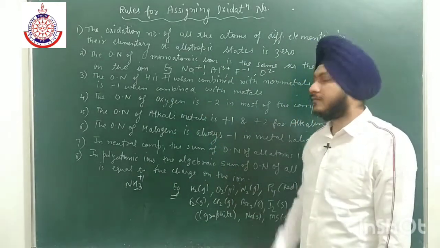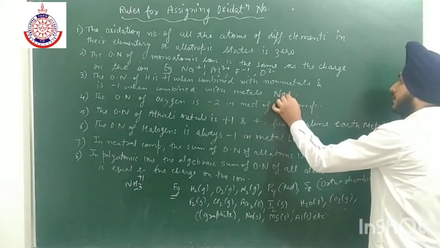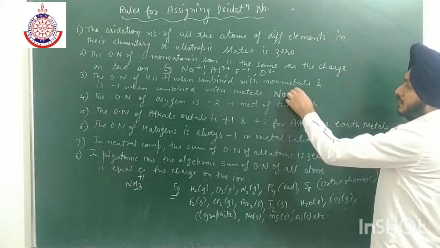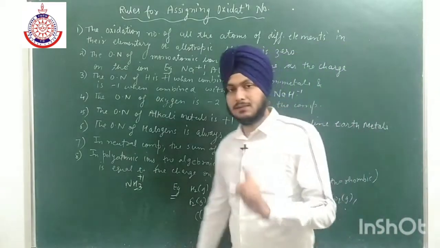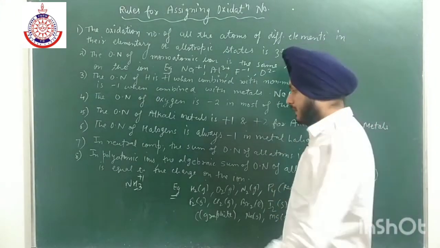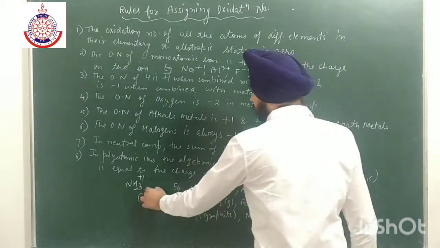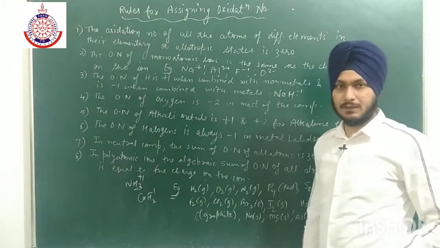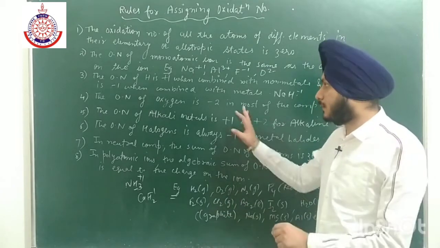But when it is combined with a metal, for example NaH, sodium hydride, then its oxidation number is taken to be -1 always. Okay, when it is combined with a metal, for example in case of calcium hydride, CaH2, then its oxidation number is taken to be -1. Okay, so this is the rule. This is the third rule.